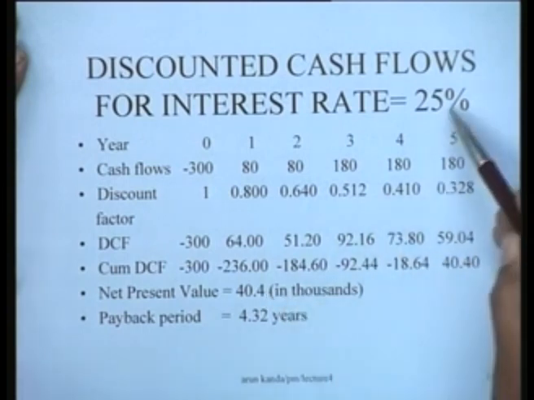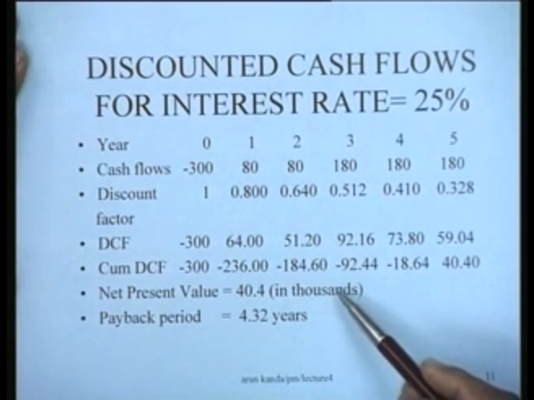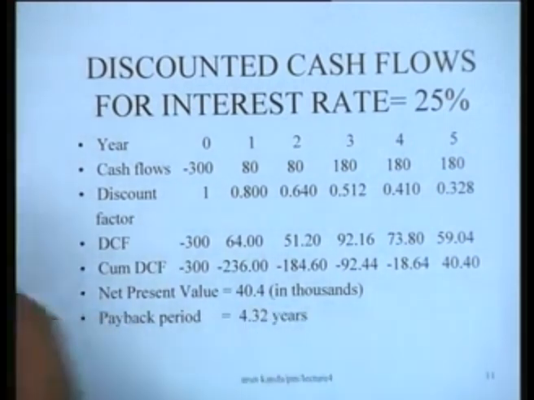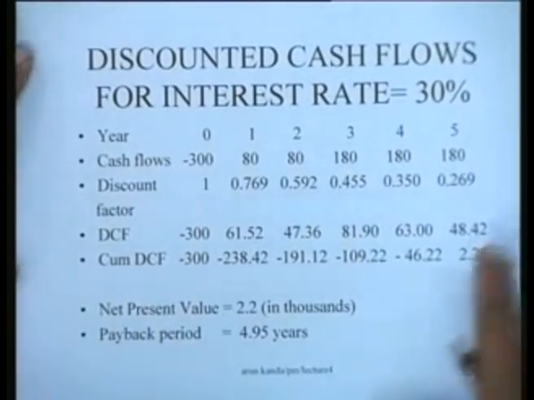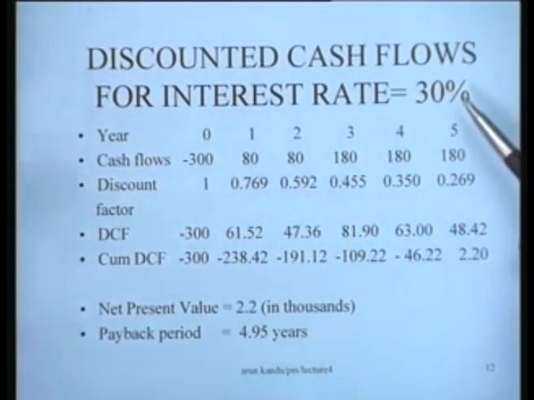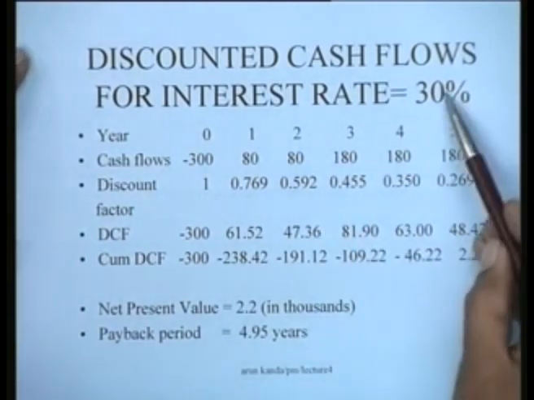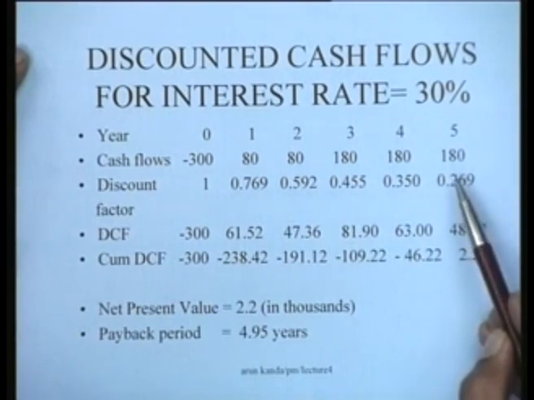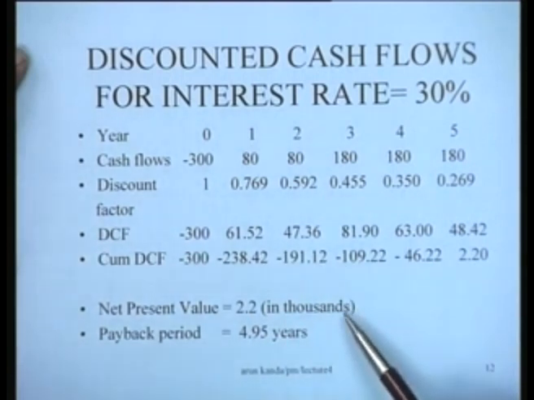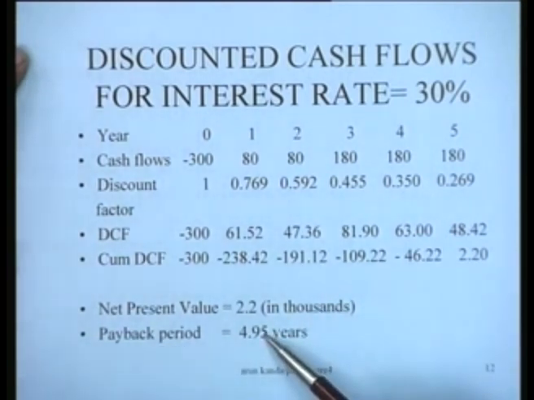So the net present value for 25% is 40.4 in thousands, and the payback period has now increased to 4.32 years, but it is still not 0. If we try, for instance, a discounted cash flow value for an interest rate of 30%, by a similar calculation the discount factors would change, and for these discount factors you can compute the net present value of 2.2 thousand, which is fairly close to 0 but not 0, and the payback period has now gone up to 4.95 years.